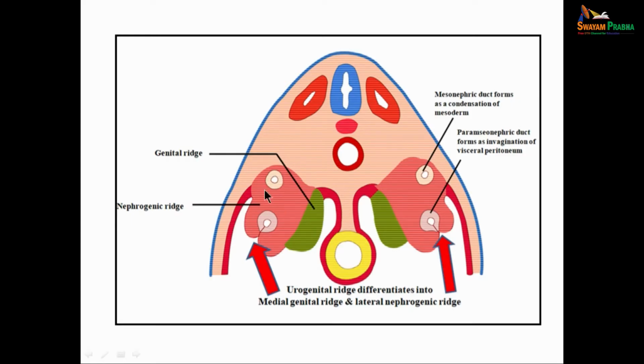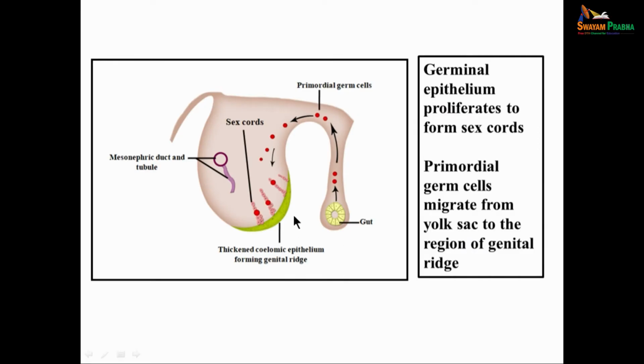In relation to the nephrogenic ridge, we have the development of the mesonephric duct and the paramesonephric duct, and this is the yolk sac. The germinal epithelium here proliferates to form sex cords, and primordial germ cells migrate from yolk sac to the region of genital ridge. These are the primordial germ cells which are migrating.